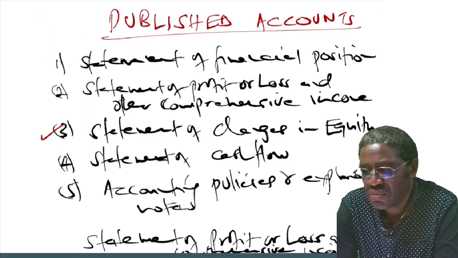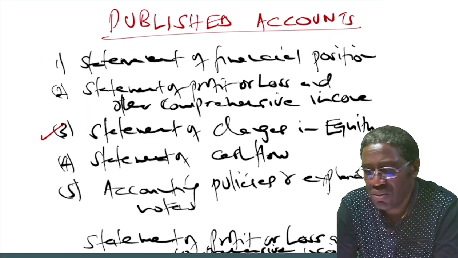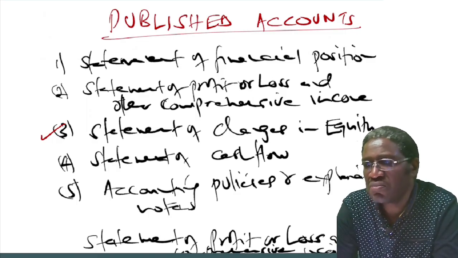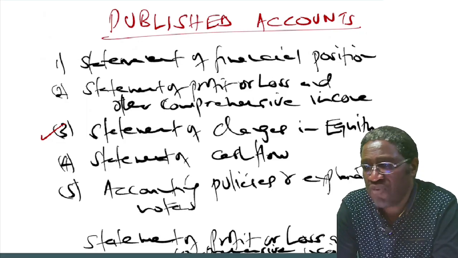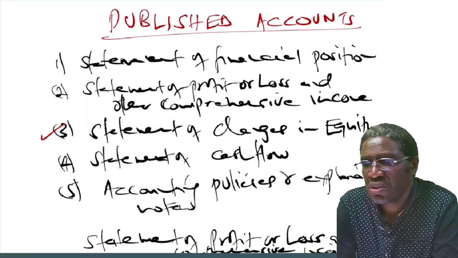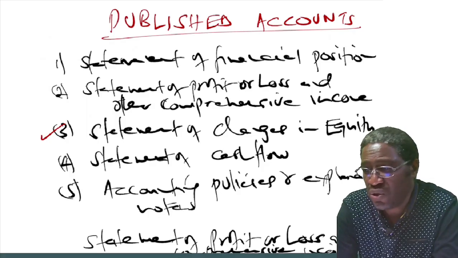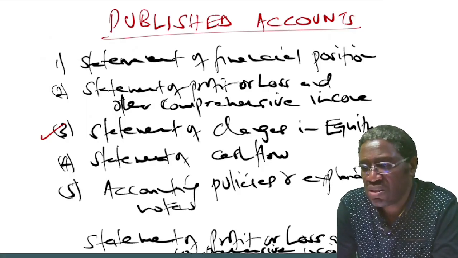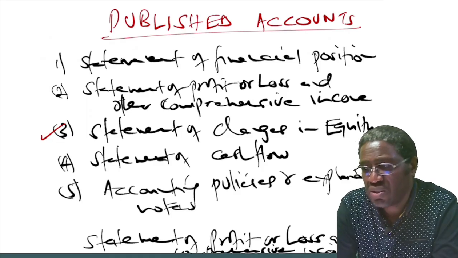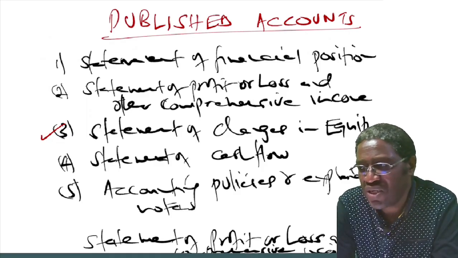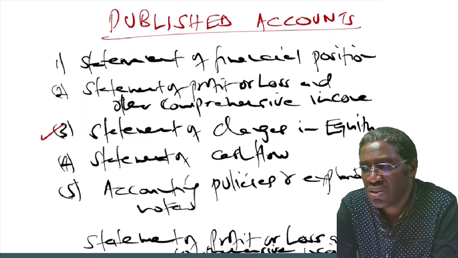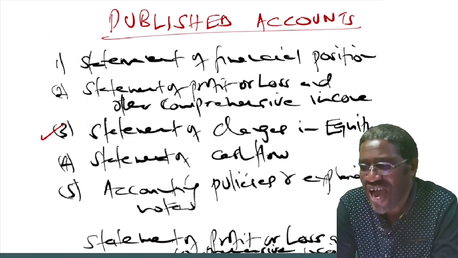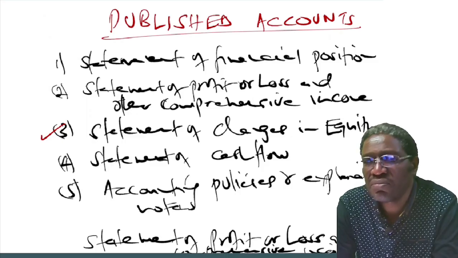Number one, statement of financial position. Number 2, statement of profit or loss and other comprehensive income.